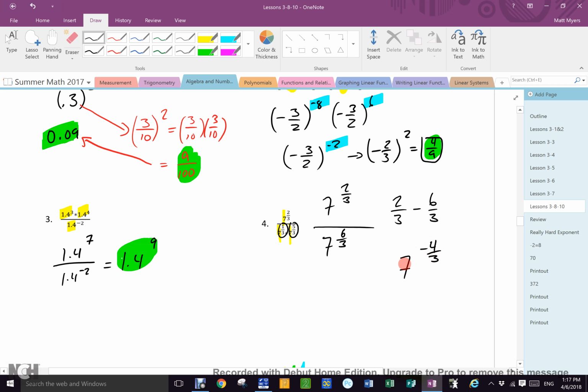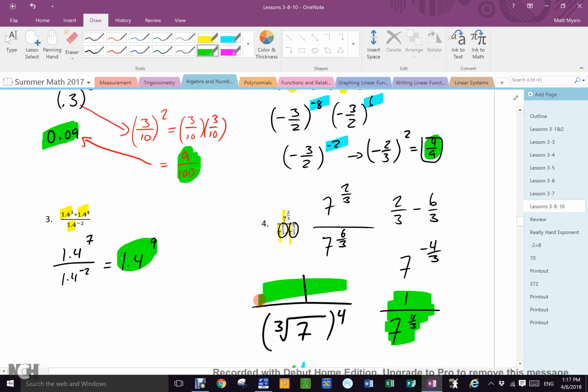So now I have my base to a negative exponent. That's not allowed. So it's 1 over 7 to the 4/3. And that's done. That's the exponent version. That's the right answer. But based on your very last lesson, you could go one step further. When you have a fraction in the exponent, the denominator becomes the index, the base becomes the radicand, and the whole thing becomes the power.